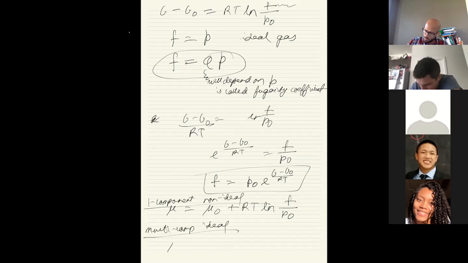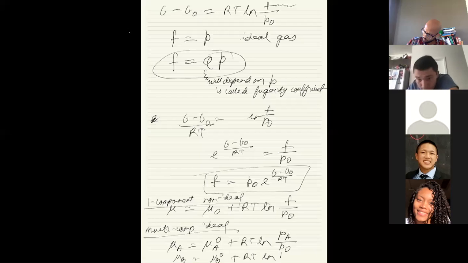where we now have to think about A, and we have to say, if we have a component A, then mu A is equal to mu A naught plus RT ln partial pressure of A divided by P naught, and mu B is equal to mu B naught plus RT ln partial pressure of B divided by P naught. Remember, if you go back and look at your thermodynamics of solutions when we started, just a mixture of ideal gases, this is what we wrote down. So it's very similar, but you have replaced pressure with partial pressure.